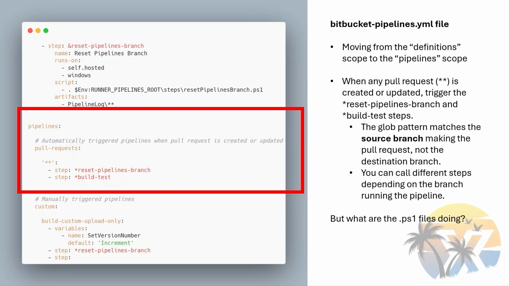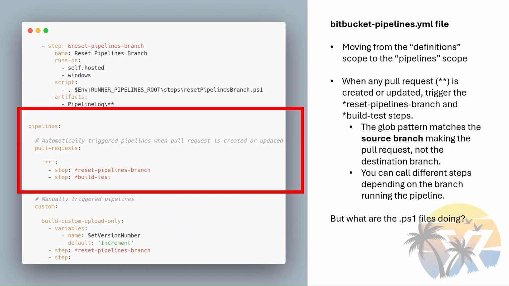So what I'm saying here is when any branch makes a pull request, we're going to run that reusable step called reset pipelines branch. And then we're going to run build test. So we use the ampersand before as the anchor in the definitions step. And now we are using the asterisk saying we're calling that reusable definition. So it's going to do two things. It's going to do one step of reset the pipelines branch, and then it's going to build a test.